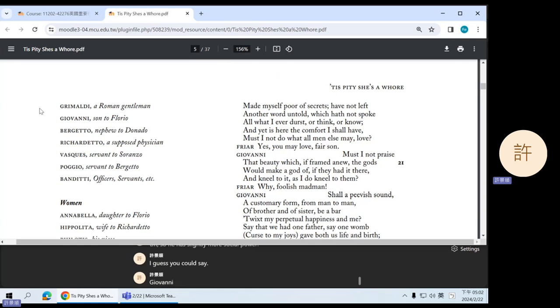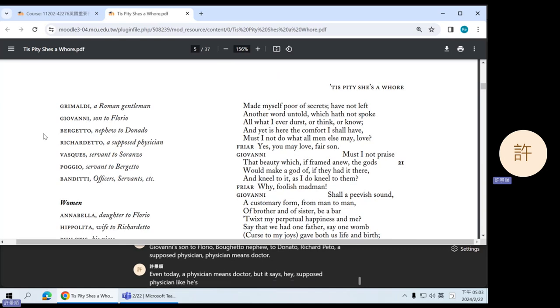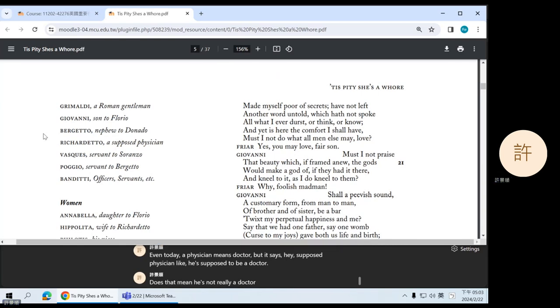Giovanni, son to Florio. Brighetto, nephew to Donato. Ritardetto, a supposed physician. Physician means doctor. Even today, physician means doctor. But it says a supposed physician. Like, he's supposed to be a doctor. Does that mean he's not really a doctor? How fun.